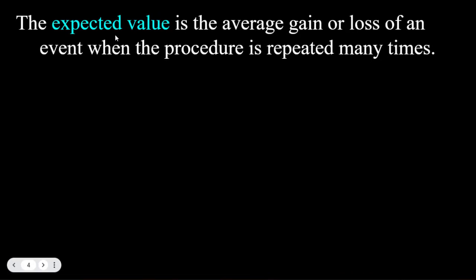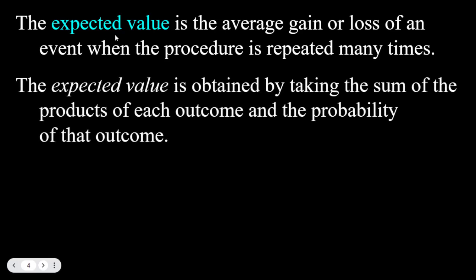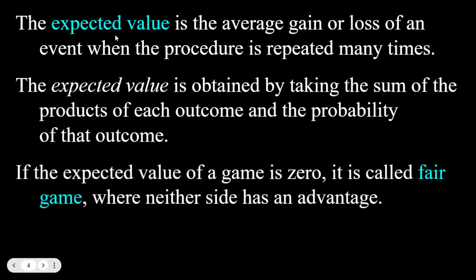The expected value is the average gain or loss of an event when the procedure is repeated many times. The expected value is obtained by taking the sum of the products of each outcome and the probability of that outcome. So we calculate it exactly the same way that we would calculate the mean. If the expected value of a game is 0, it is called a fair game, and that means that neither side has an advantage. So expected value, we're going to look at that.